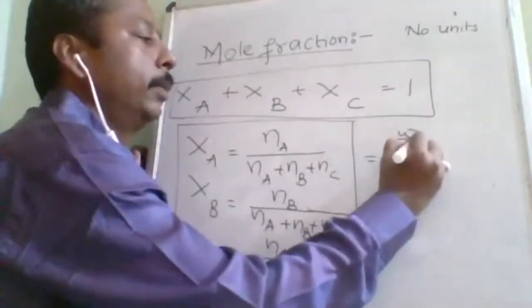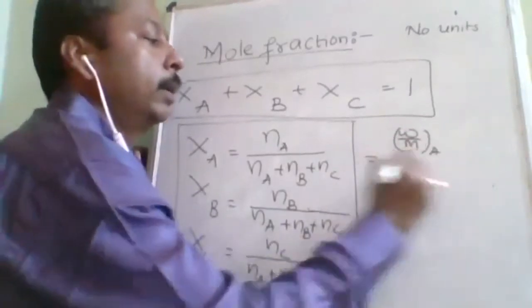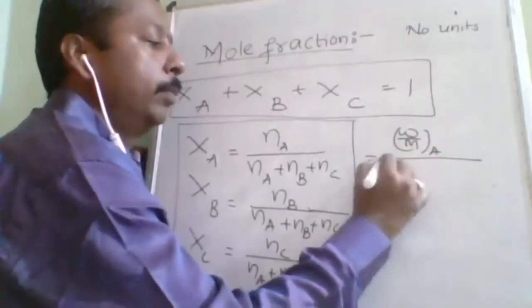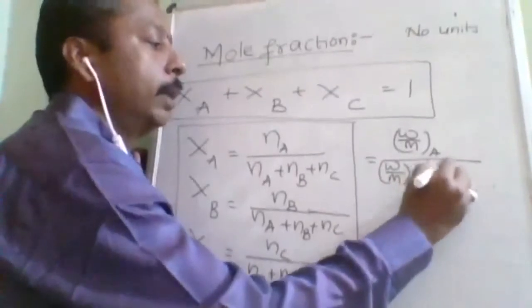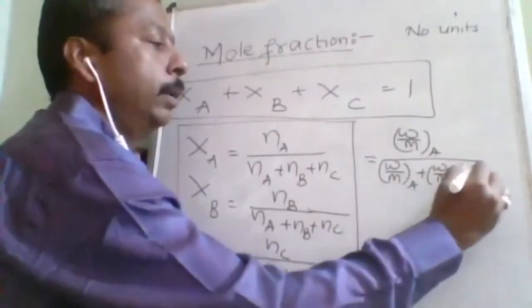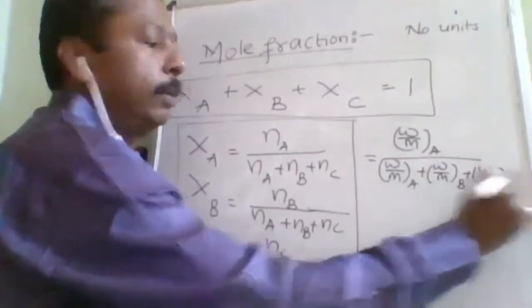So this is mass upon molar mass of A divided by mass upon molar mass of A plus mass upon molar mass of B plus mass upon molar mass of C.